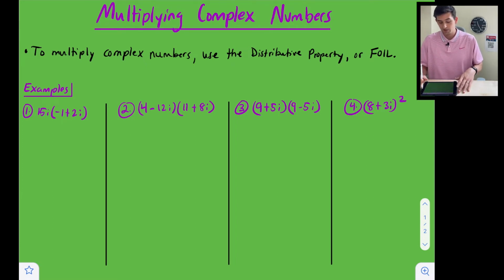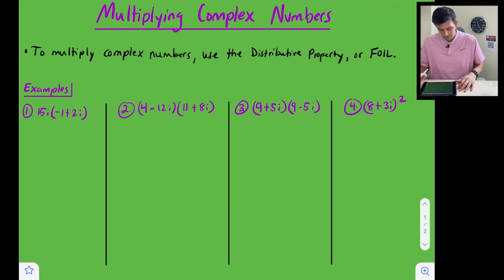For number 3 here, notice we have the sum and difference pattern. So we could think about, okay, when we FOIL them out, it's going to look like the difference of two squares. And then for number 4, we have the square of a binomial. So that's going to give us a perfect squared trinomial, or we could think about the pattern that we can use to multiply those, okay? So let's look at number 1.